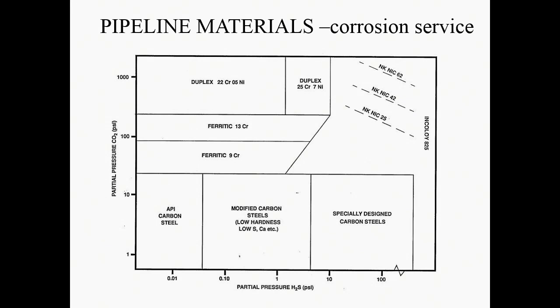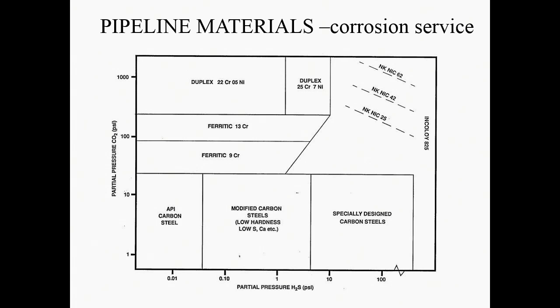So finally, how do we know which one to choose? Well, here's partial pressure of H2S on the bottom and partial pressure of CO2 on the vertical axis. So if you've got an analysis of the product coming out of your well, you should know what those are. If they're both low, standard carbon steel. As we increase the amount of H2S, you might have to have the modified carbon steel, calcium treated, whatever, specially designed carbon steels. And eventually you're into the nickel alloys here.